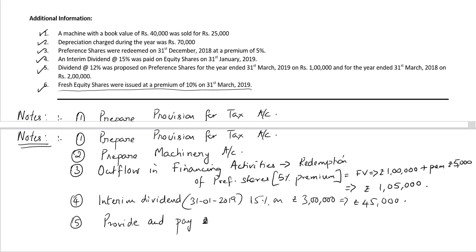It's 12% on the previous year's, 31st March 2018, and the amount of face value of preference shares is 2 lakh rupees. So the preference dividend is rupees 24,000.